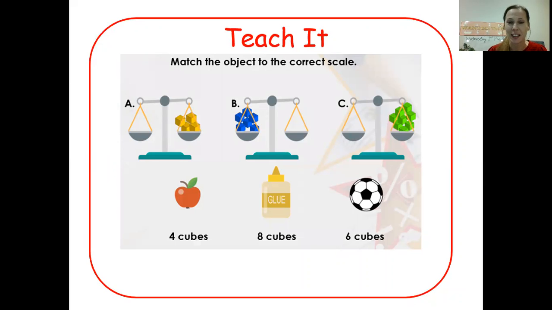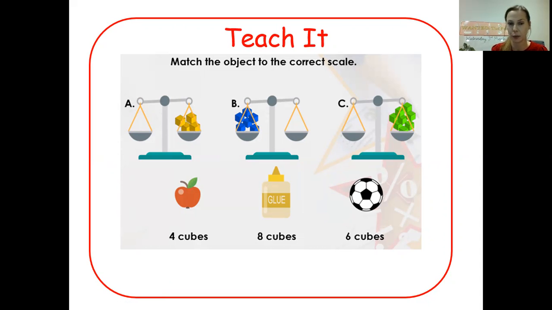Okay, so match the object to the correct scale. So we've got A, B, and C. An apple that weighs 4 cubes, a glue stick that weighs 8 cubes, and a ball that weighs 6. So you count the cubes really carefully and tell me which object goes on which scale.